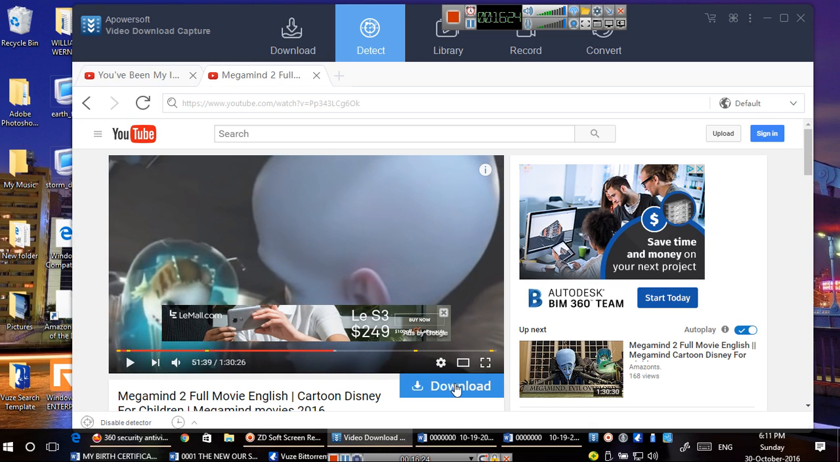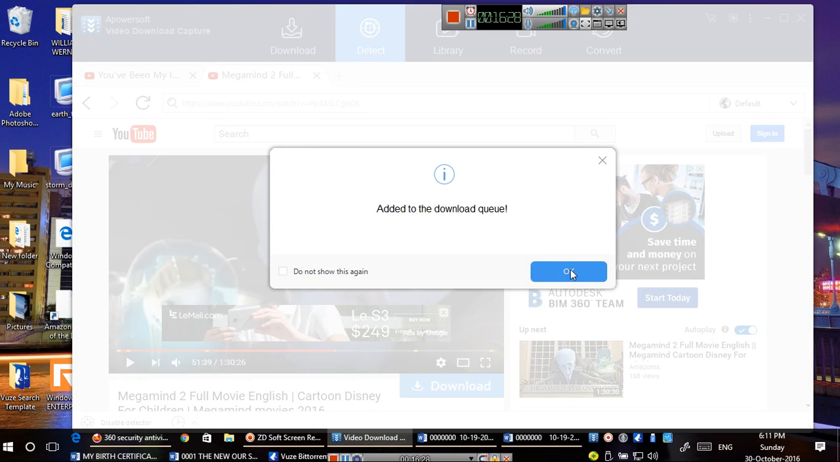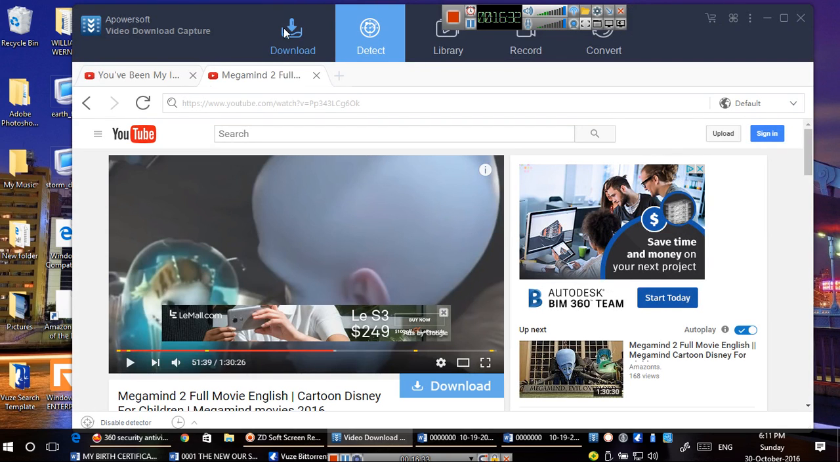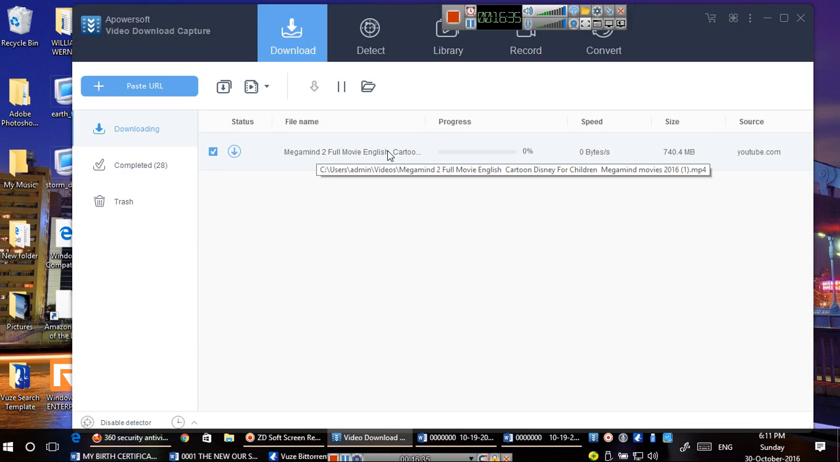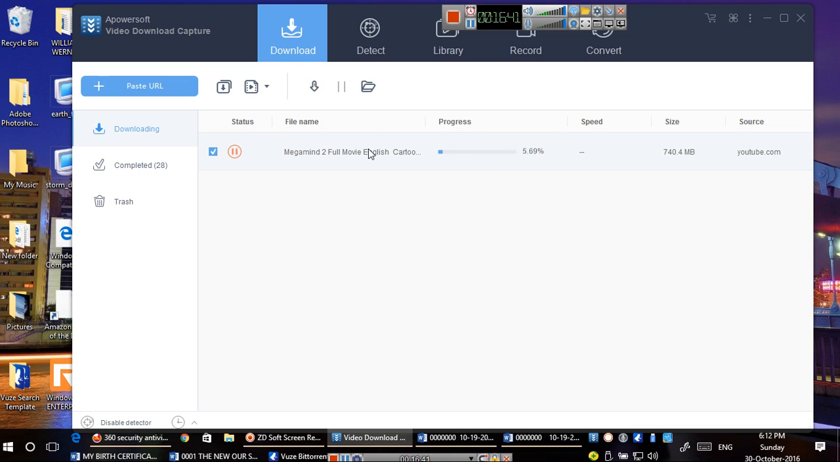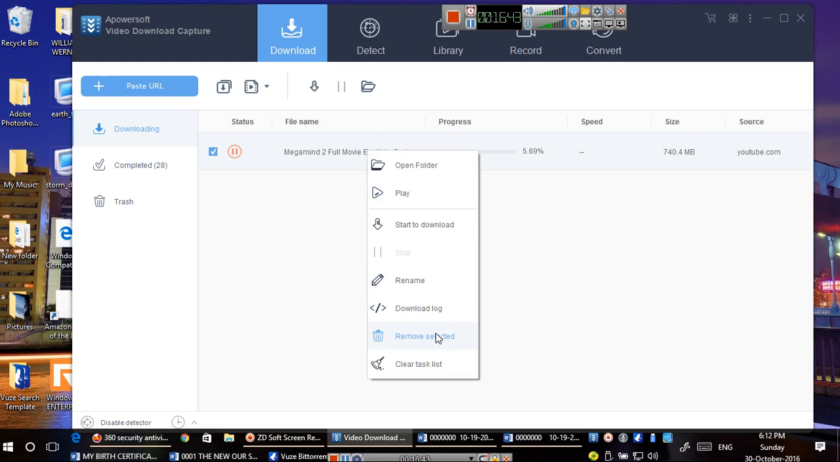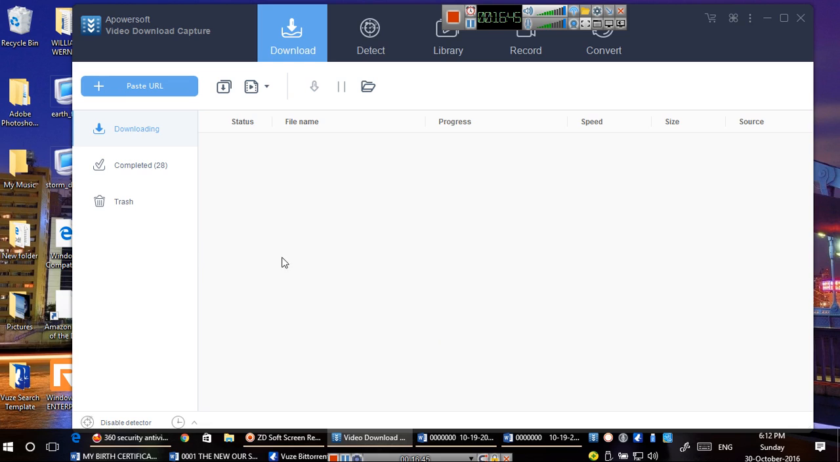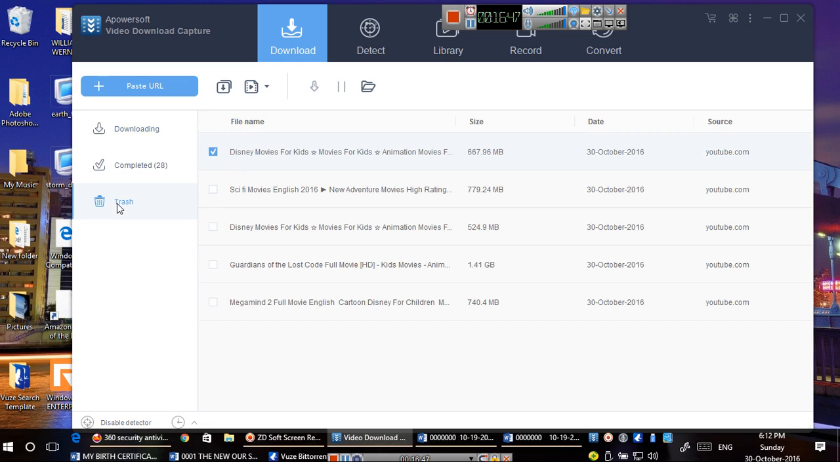But you simply hit download. Now watch this. I go to download. See, it says added to queue. I don't want to see you again. We go here, and it's downloading. Okay, so we're gonna stop, and then we're gonna remove. We're gonna put it in the trash can. Remove selected. Then trash can. That's all the junk in the trash can. Junk in the trunk. MC Hammer. Junk in the trunk.